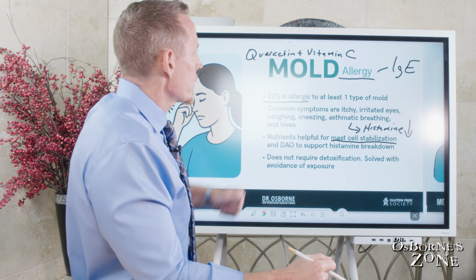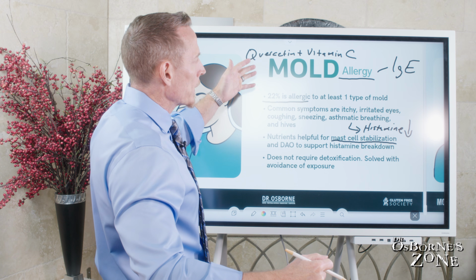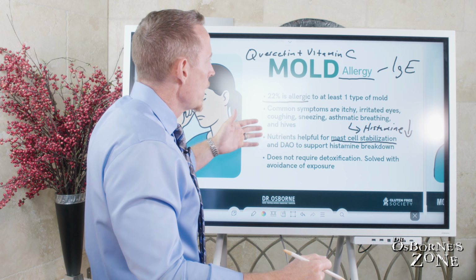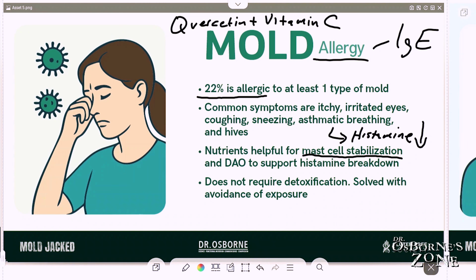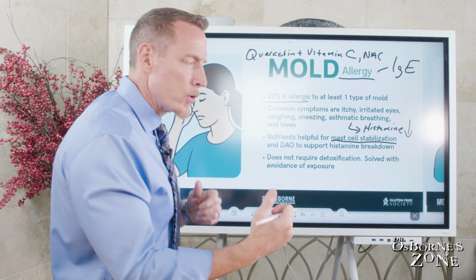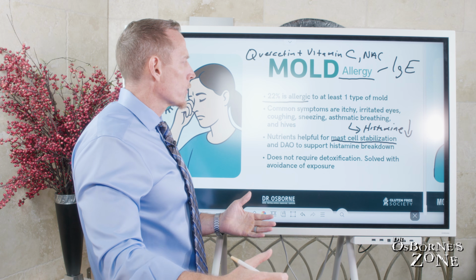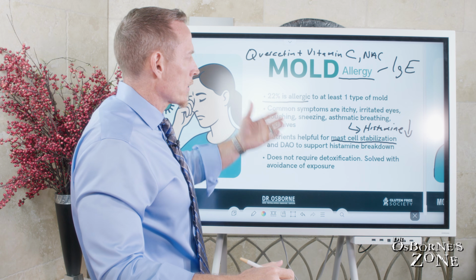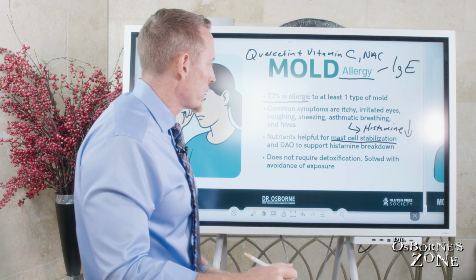Now, there are other things that can be added to this. We could put bromelain on this list. We could put nettle. We could also put NAC or N-acetylcysteine. These all work together synergistically to do that. So that's one strategy if you're just trying to support yourself nutritionally from the allergic response of mold if you're outside and it's a high moldy day, that kind of thing.